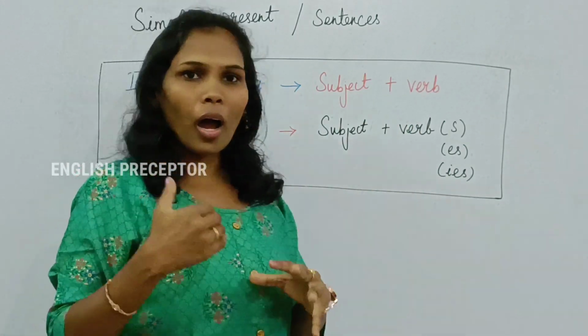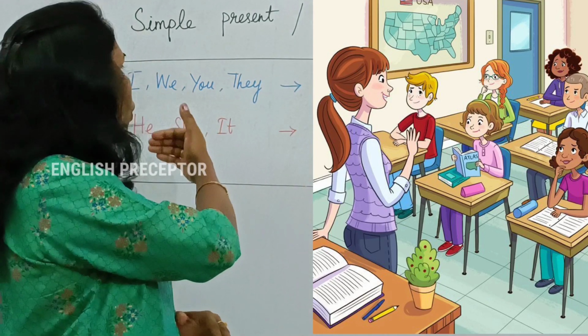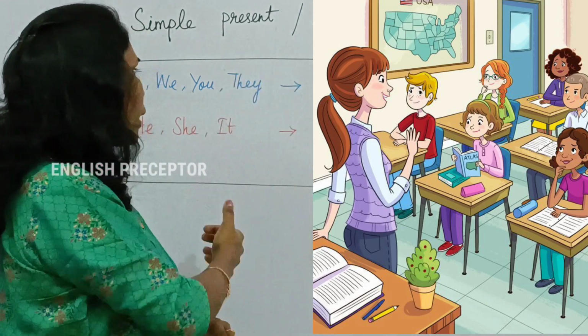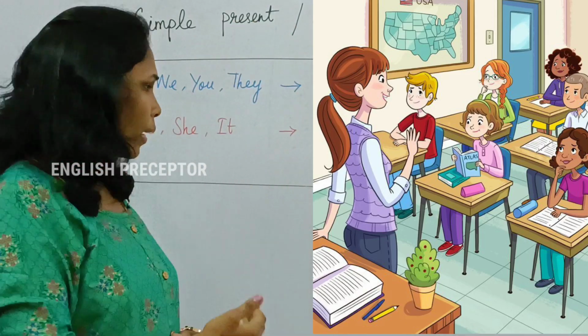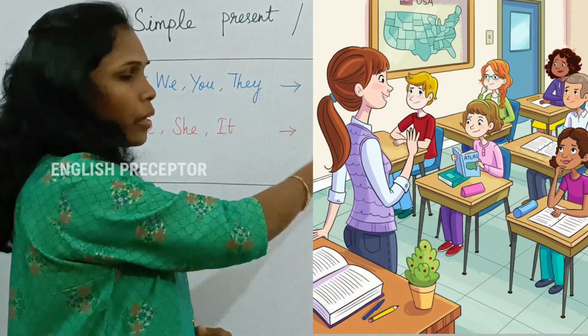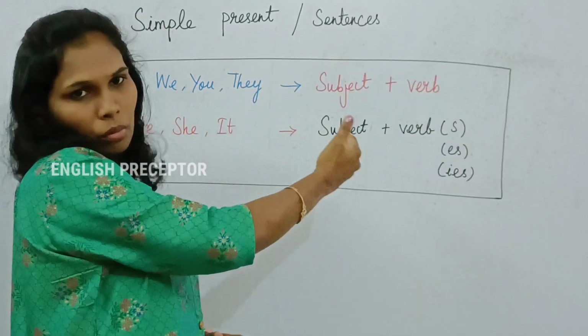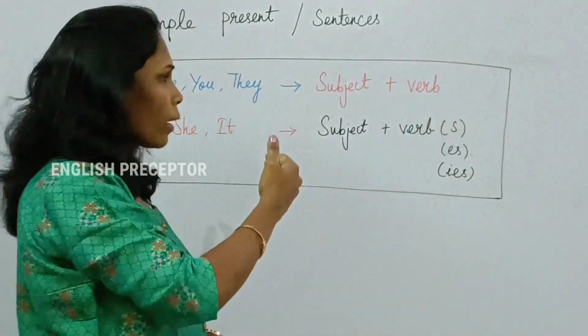For example, I teach regularly. We teach regularly. You teach regularly. They teach regularly. But he teaches regularly. She teaches regularly. It teaches regularly. I go to school regularly.